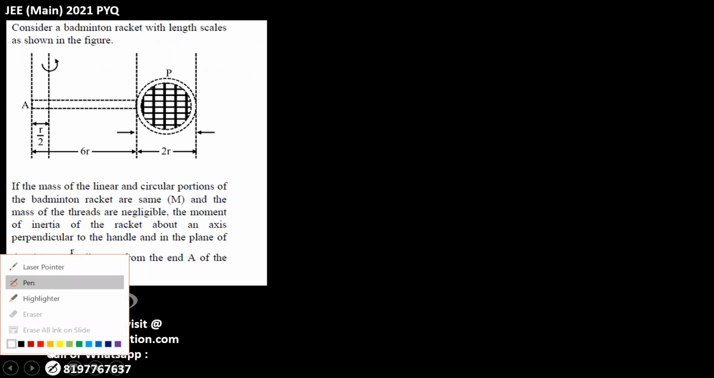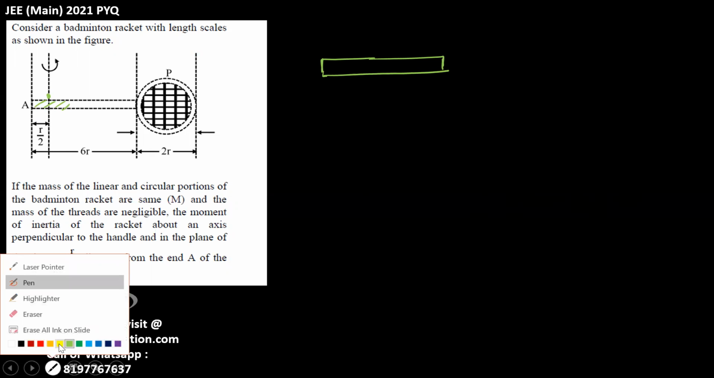You are given a badminton racket with lengths also given. You have to calculate, if the mass of the linear and circular portions of the badminton racket are the same, and the mass of the threads is negligible, the moment of inertia of the racket about an axis perpendicular to the plane, at a distance of r by 2.